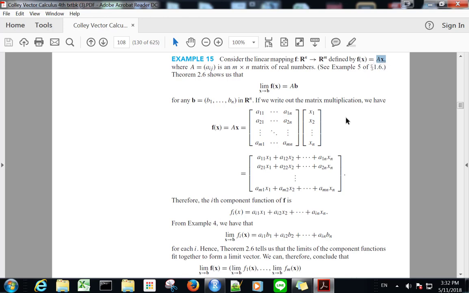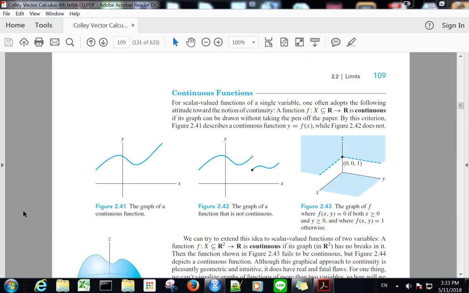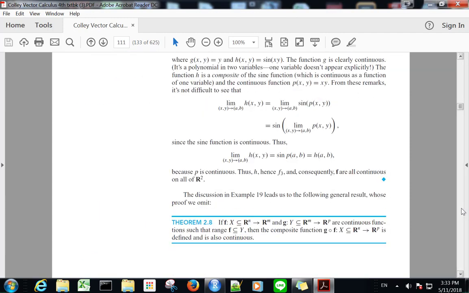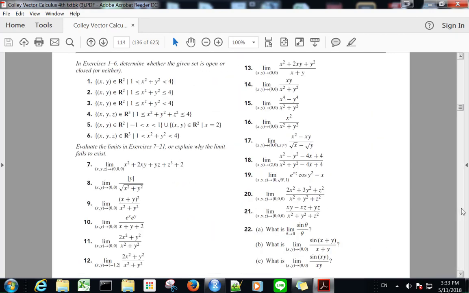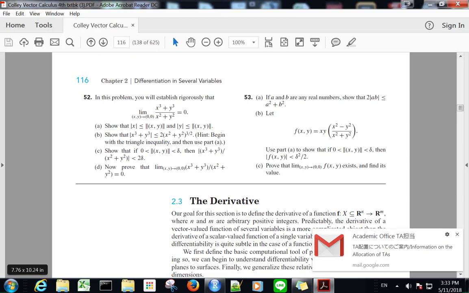So that seems almost obvious, but it's not obvious. And we had to do it by breaking it down into component functions and then we end up seeing that what we got is exactly Ab. Okay, next we will do continuous functions and then get some theorems about that. And that will be the end of our limits, and we'll start on the derivatives.